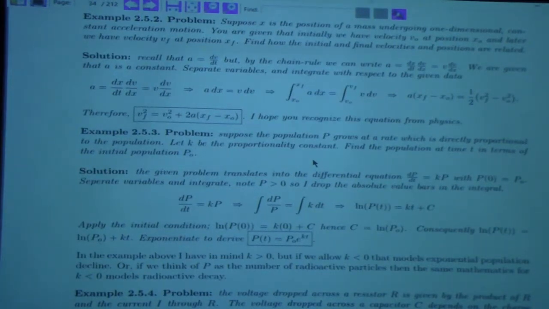Their growth is unbounded. So you do the math, dP/dt equals kP, well that gives you dP over P is k dt, integrate, and there you go. P of t is P naught e to the kt. This is exponential population growth. Now, this same math happens for radioactive decay.